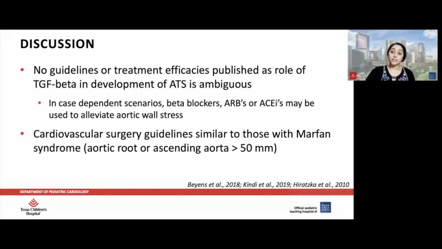However, there are no current official published guidelines highlighting treatment options for those with ATS, as the role of TGF-beta in ATS is ambiguous. But nonetheless, in case-dependent scenarios, beta blockers, ARBs, and ACE inhibitors may be used to help alleviate aortic wall stress, as done in those with Marfan syndrome. And additionally, cardiovascular surgery guidelines are similar to those with Marfan syndrome, which indicates surgical repair of the aortic root or ascending aorta when dimensions exceed 50 millimeters.